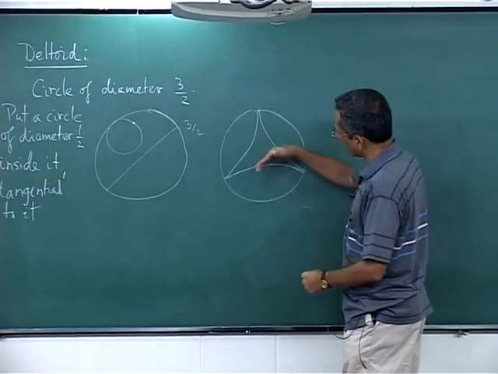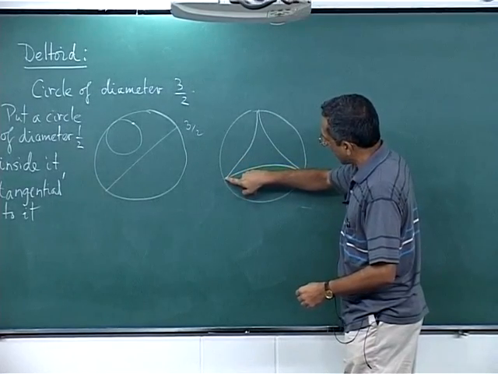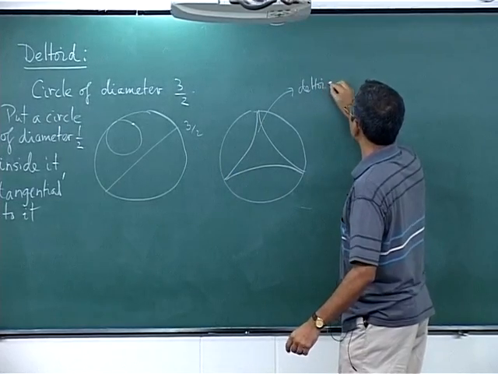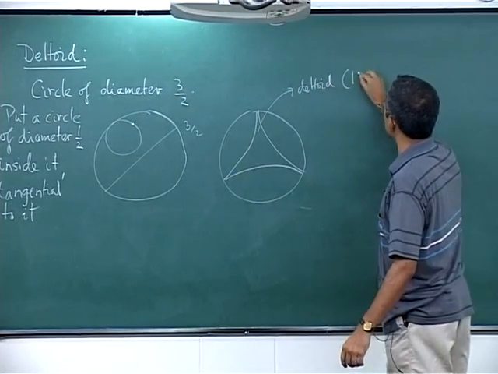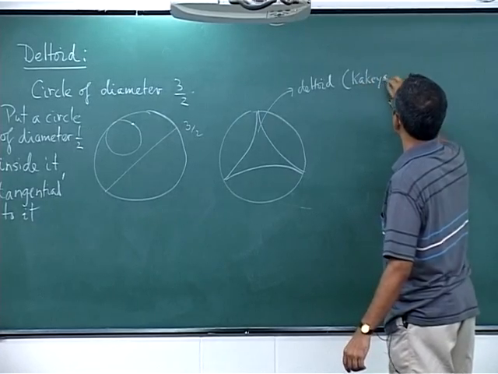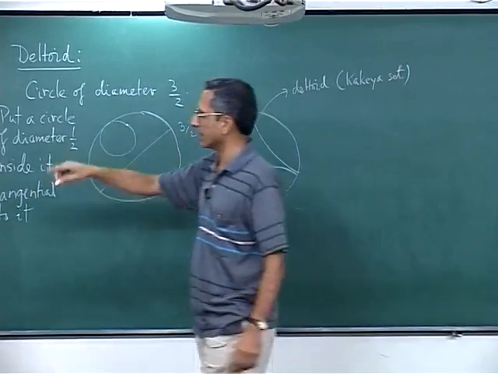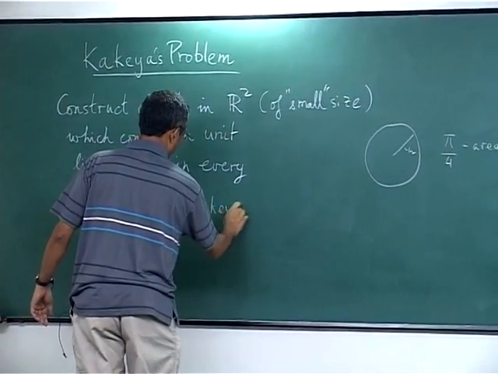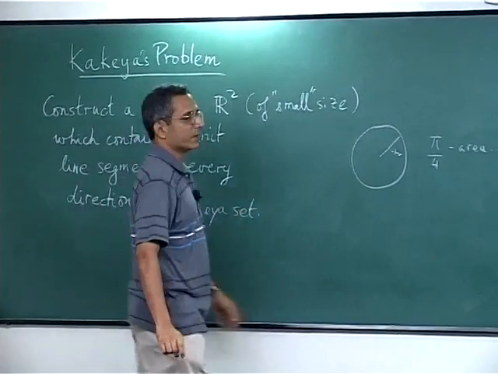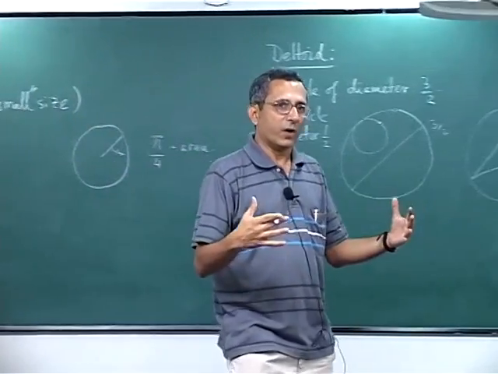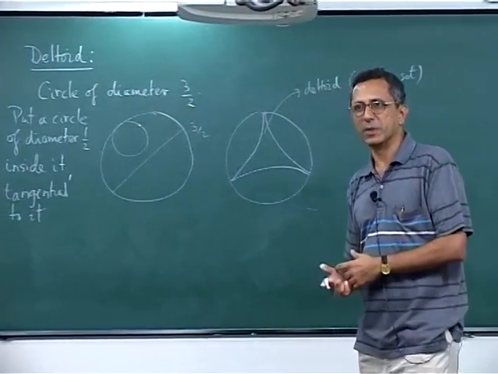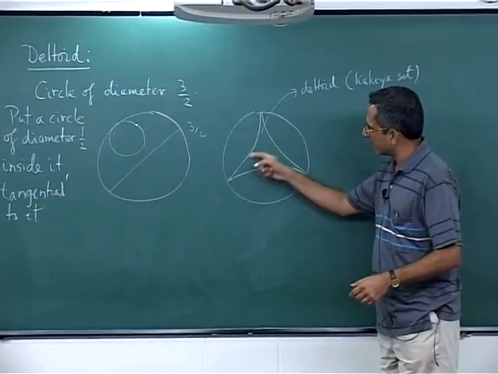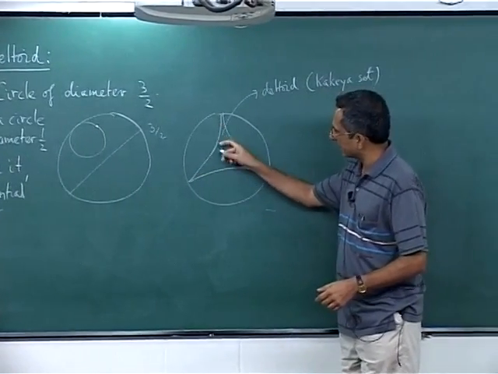And now what you can do is you take the tangent at every point. So this thing is called the deltoid, and this deltoid is a Kakeya set. So any such set is called a Kakeya set, and we are trying to construct a Kakeya set of as small size as possible, as small area as possible, let us say.